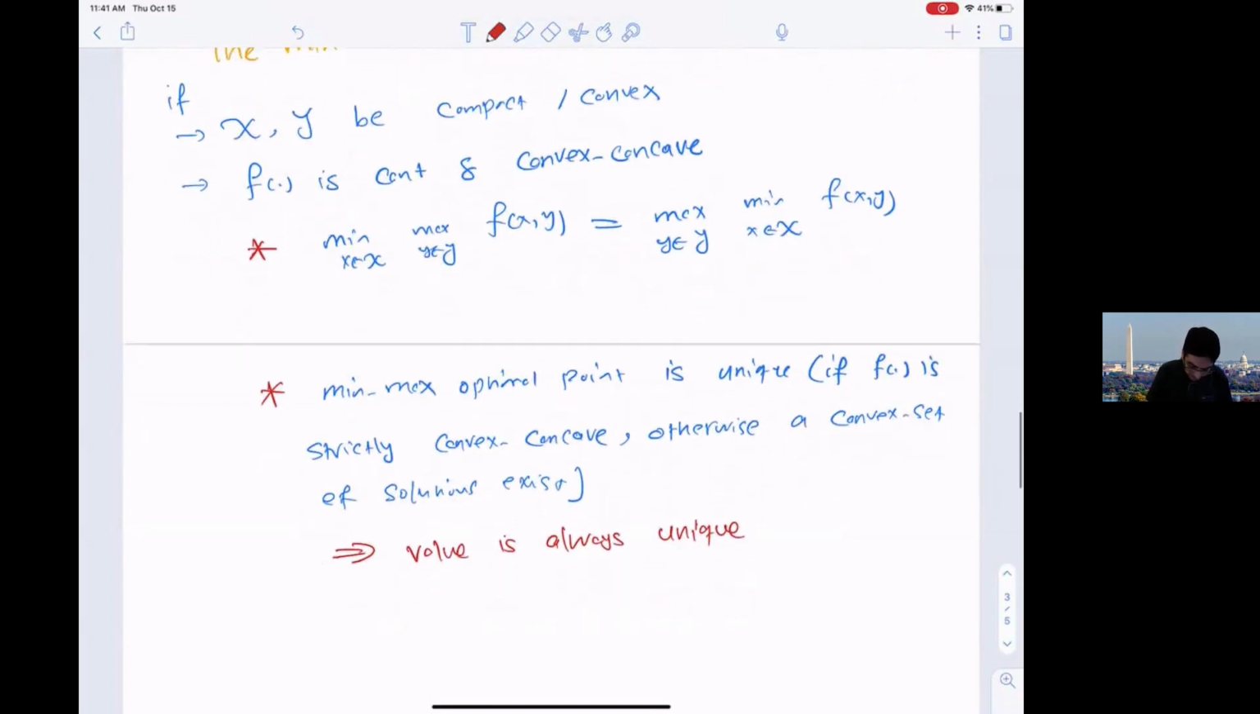But I want to immediately note that if any of these conditions break, let's say if you are not convex concave, or it is non-convex concave, it doesn't hold. So there are some easy examples that you can come up with, that you can show. In fact, you cannot switch between min and max, or you will not get unique solutions either.